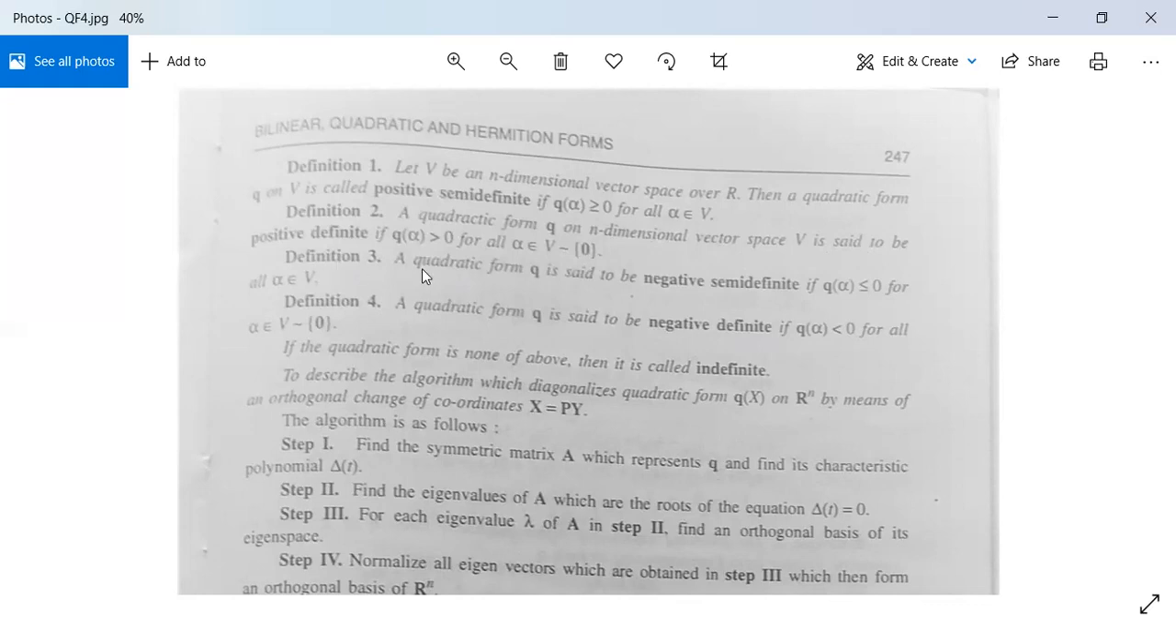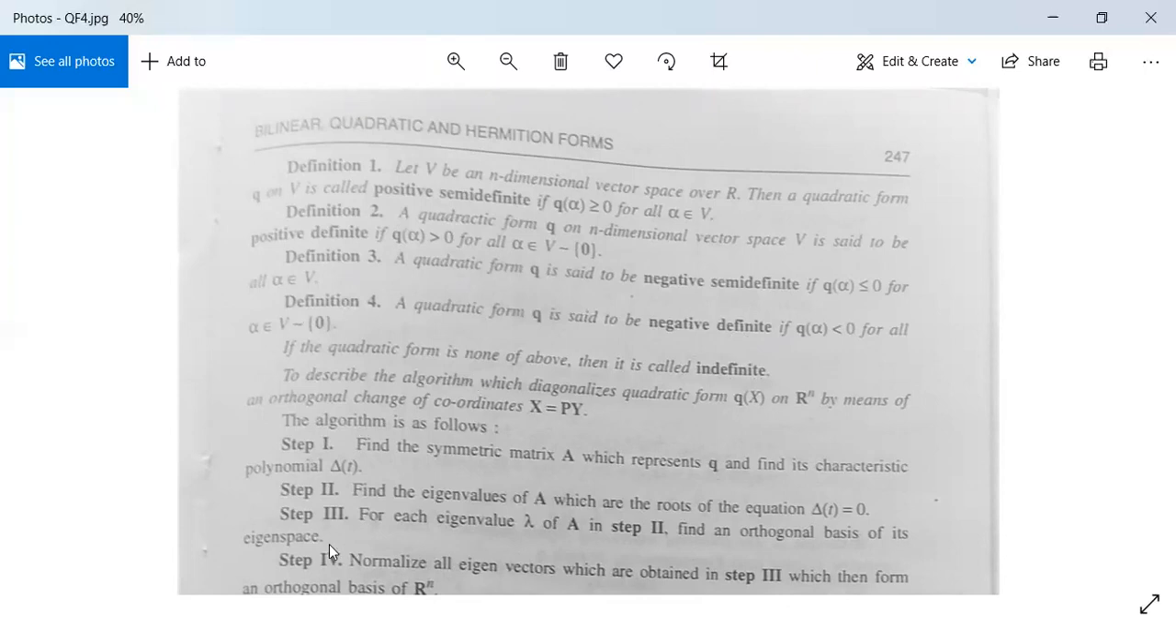Next, definition 3. A quadratic form Q is said to be negative semi-definite if Q alpha is less than or equal to 0 for all alpha in V. Similarly, a quadratic form Q is said to be negative definite if Q alpha is less than 0 for all alpha in V minus 0. And if a quadratic form is none of these four forms, then it is called indefinite.